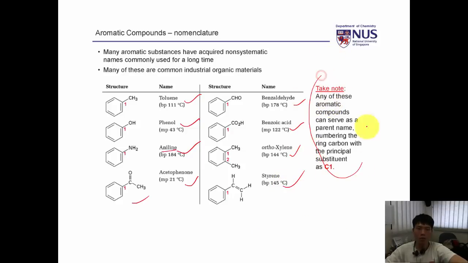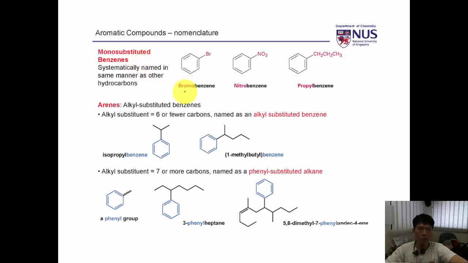Take note, important. Now carbon 1 will be the one that is the substituent located on the benzene ring. So how do we name them? This is bromobenzene, nitrobenzene, propylbenzene, because of the substituents outside the ring. Arenes are what we call the alkyl substituted benzenes. These molecules have isopropylbenzene, isopropyl of the benzene. This is 1-methylbutylbenzene because remember this is number 1, 2, 3, 4 as a substituent of a benzene. Because right now in this molecule, benzene is the main functional group.